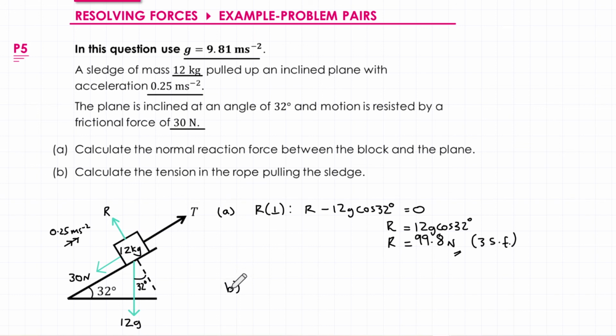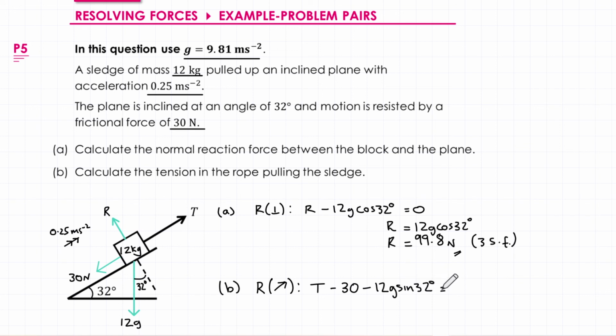In part B, we need to calculate the tension in the rope pulling the sledge. So resolving parallel to the slope, as it's moving upwards, we'll take that as the positive direction. We've got the tension force going up the slope. We have 30 newtons coming down the slope. And we also have a component of the weight force going down the slope. We're not crossing the angle, so that will be 12g sine 32.